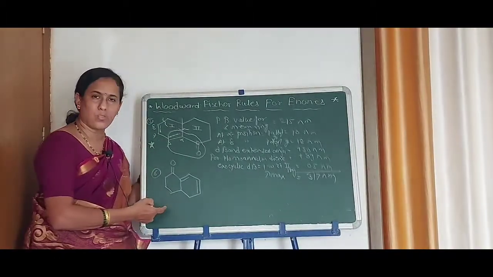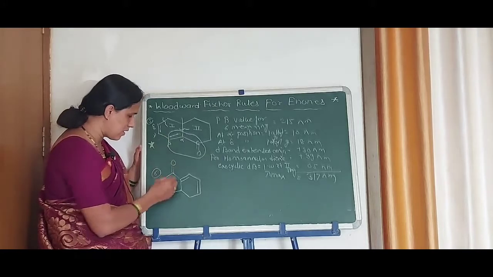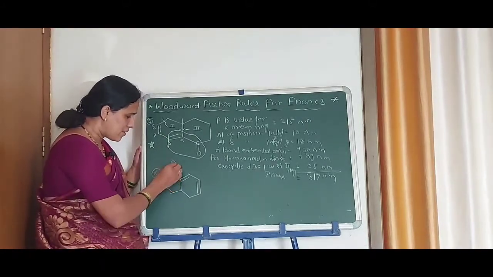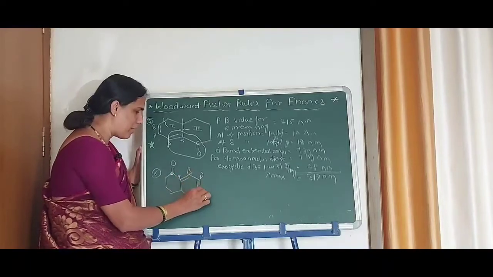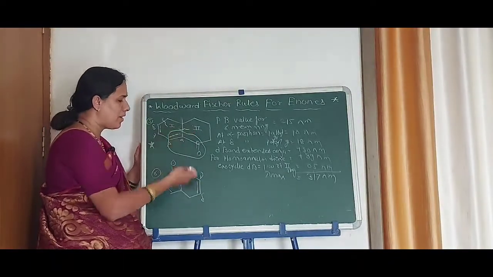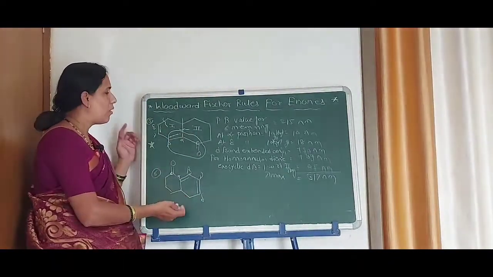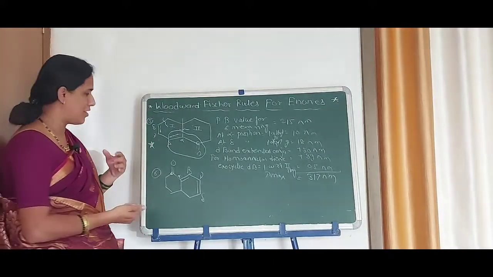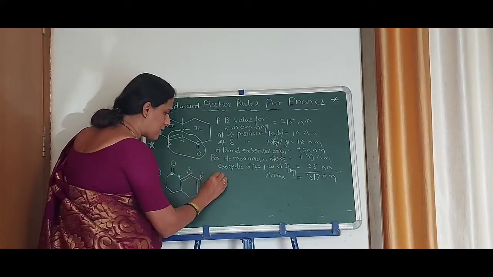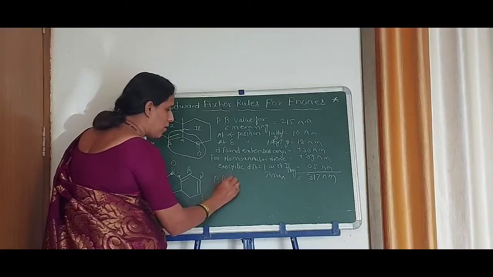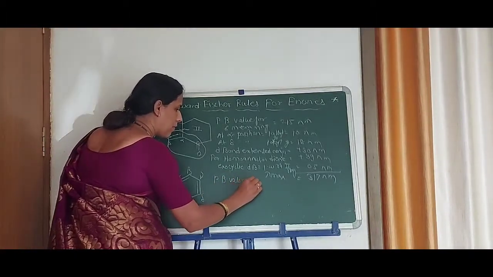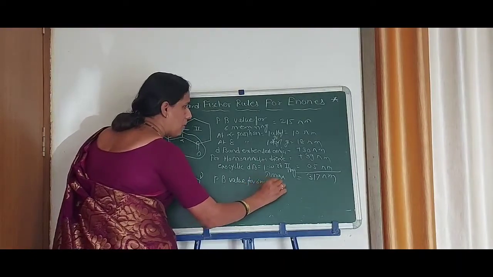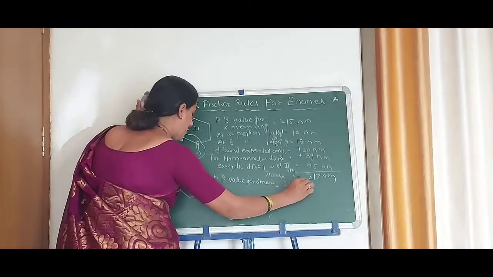Now consider the last example. Likewise that example here. This is the C double bond O. You can call it alpha, beta, gamma and delta. This example is similar to this example. Only the geometry is changed. One by one we can write it: first is the basic value for 6-membered ring. For 6-membered ring, what is the value? That is equal to 215 nanometer.